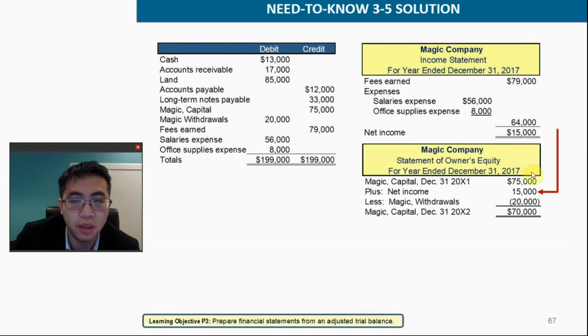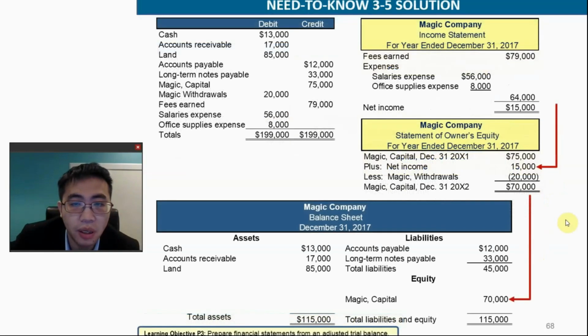And then based on the 15,000 net income, you add to the owner's equity statement, and you have 75,000 for owner's equity minus 20,000, which is debit. That's a withdrawal, so it should be put as a negative number down here. And after you get total equity, you will put total equity as part of the balance sheet together with total liabilities, and these numbers will be added together.